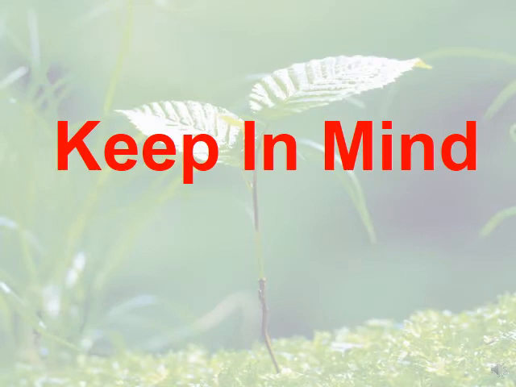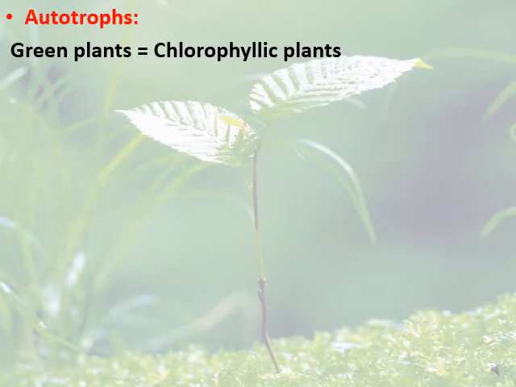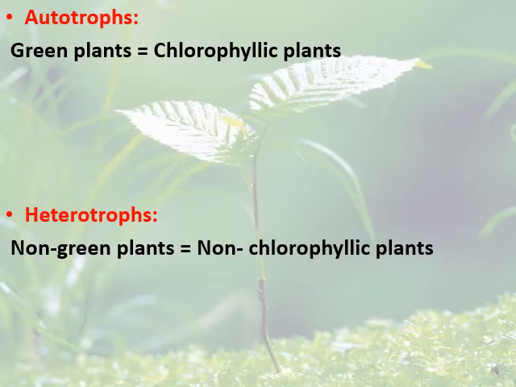You have to keep in mind some notes about the plants. Two important definitions. The first one, autotrophs. Autotrophs means that we are talking about green plants, chlorophyllic plants. What is the meaning of this? These have the green pigment, the chlorophyll, that gives the green color to the leaves. While the other definition, heterotrophs, are the non-green plants. They are non-chlorophyllic. They lack the chlorophyll pigment.